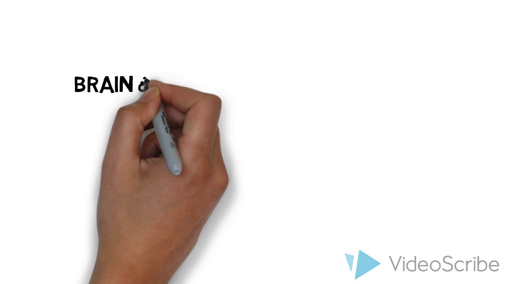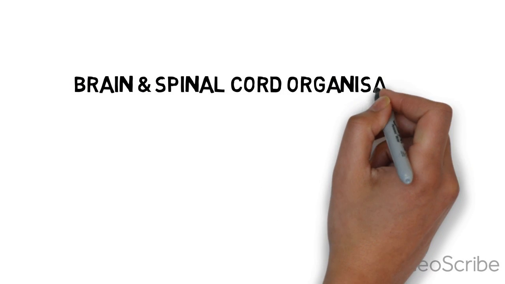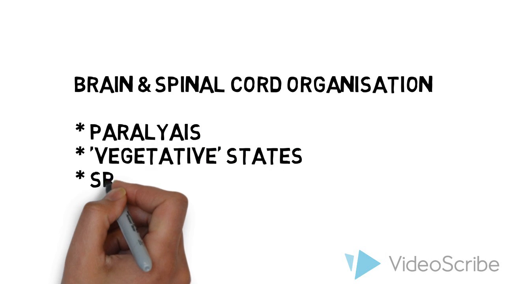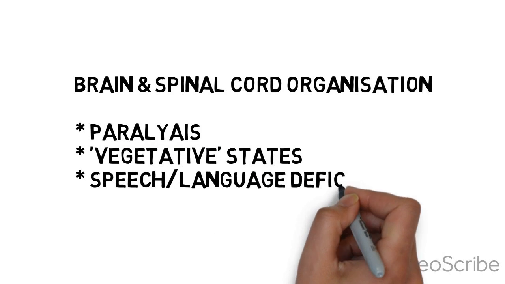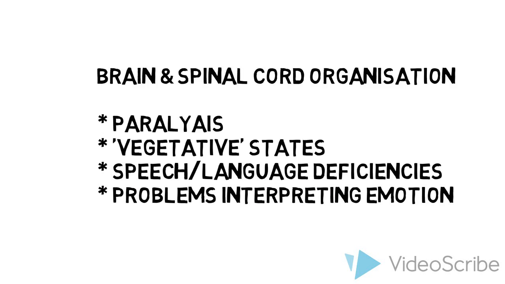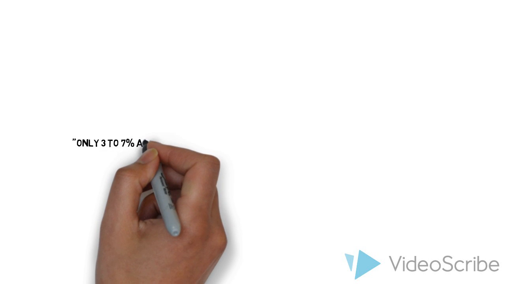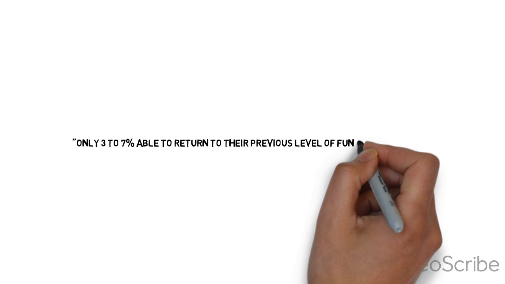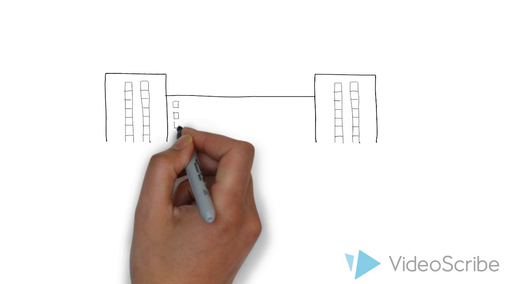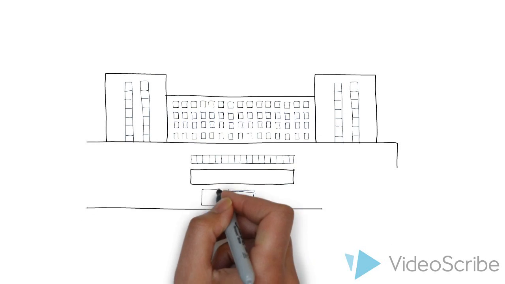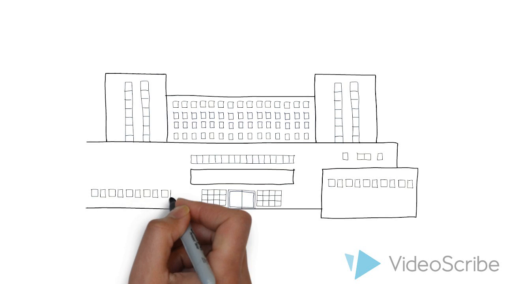The Brain and Spinal Cord Organization in paragraph 9 states that in extreme circumstances, this can leave patients with paralysis, in vegetative states, with speech and language deficiencies alongside problems interpreting emotion. The significant reduction in quality of life is commonplace, with only 3 to 7% able to return to their previous level of function. Specifically in the elderly community, age-related frailties and illnesses reduce the success of CPR and increase the likelihood of poor outcomes occurring.